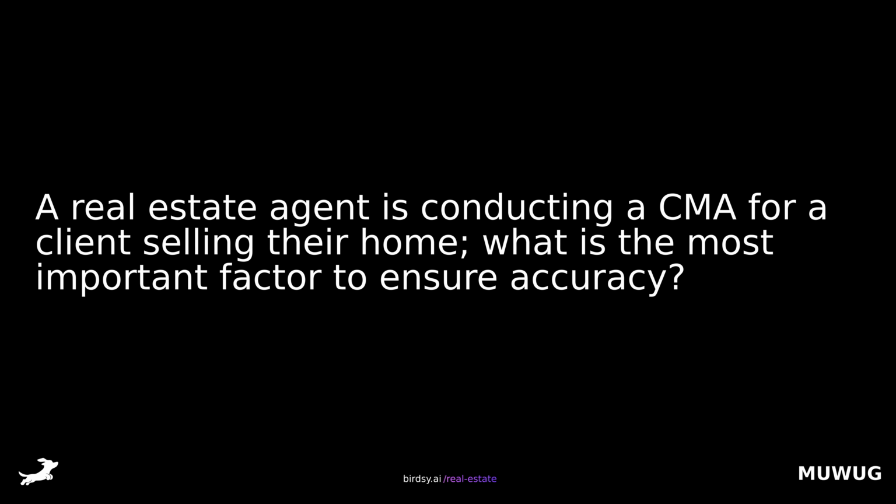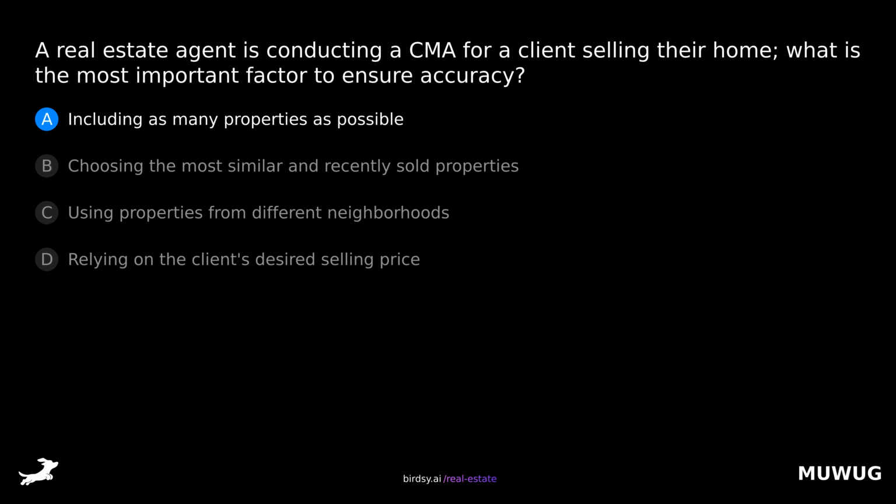A real estate agent is conducting a CMA for a client selling their home. What is the most important factor to ensure accuracy? Is it A, including as many properties as possible, B, choosing the most similar and recently sold properties, C, using properties from different neighborhoods, or D, relying on the client's desired selling price?